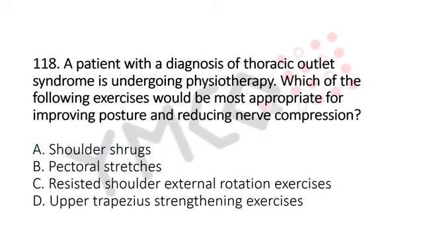Now let's move to question number 118. A patient with diagnosis of thoracic outlet syndrome is undergoing physiotherapy. Which of the following exercises would be the most appropriate for improving posture and reducing nerve compression? Option A, shoulder shrug. Option B, pectoral stretches. Option C, resisted shoulder external rotation exercises. Option D, upper trapezius strengthening exercises. And the answer is option B, pectoral stretches.